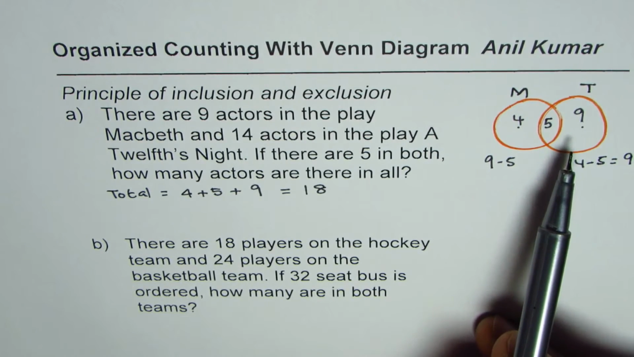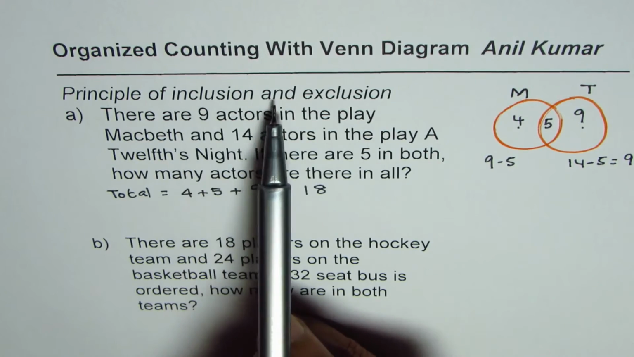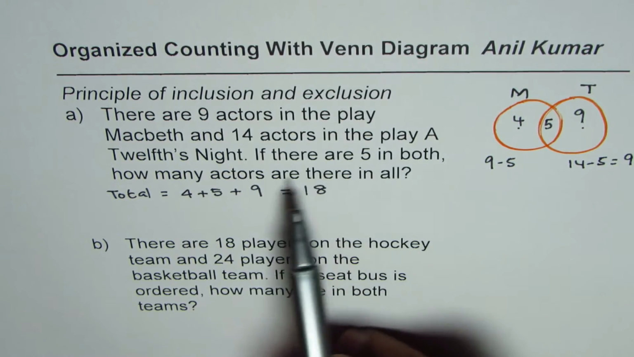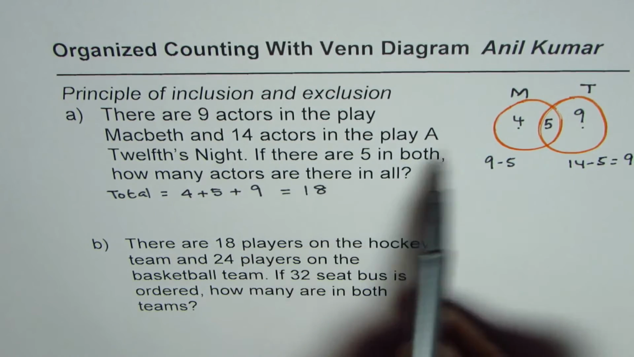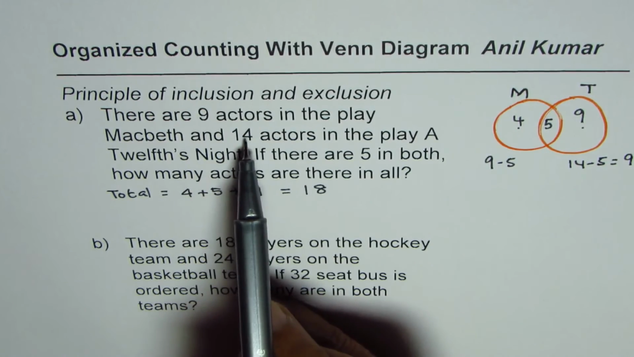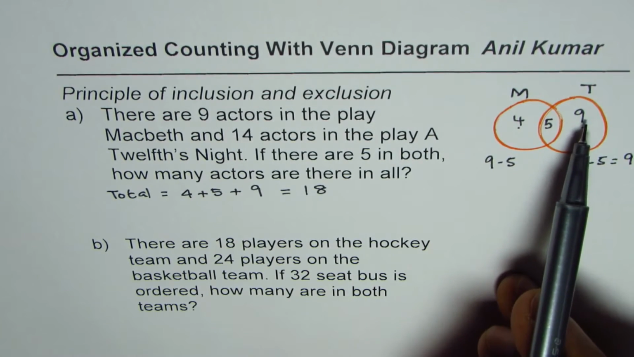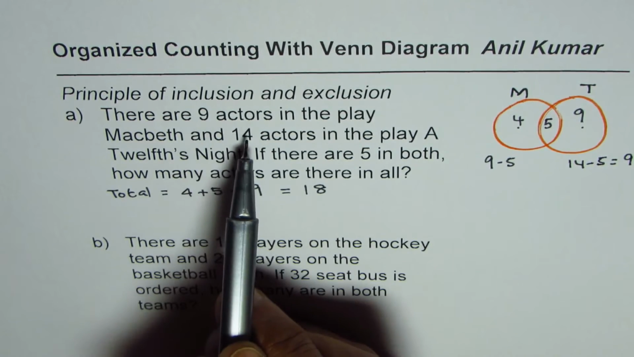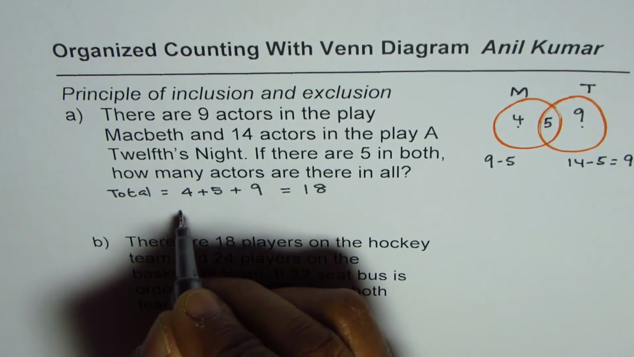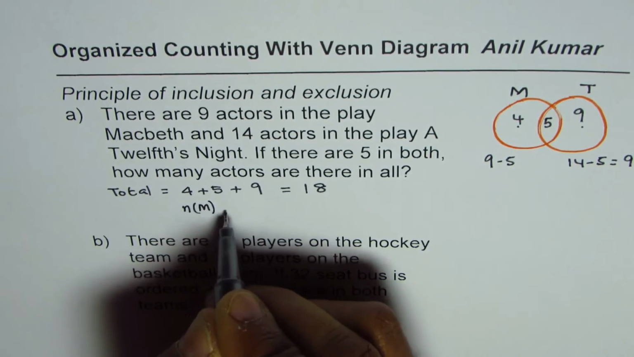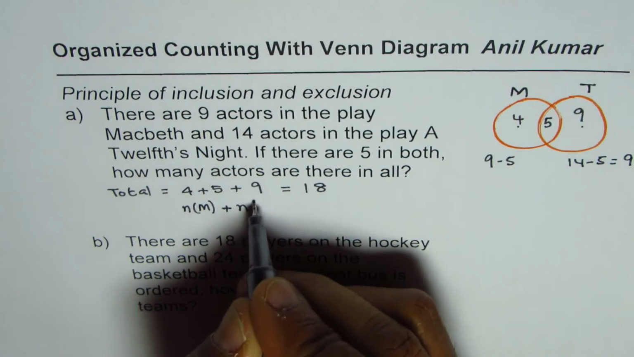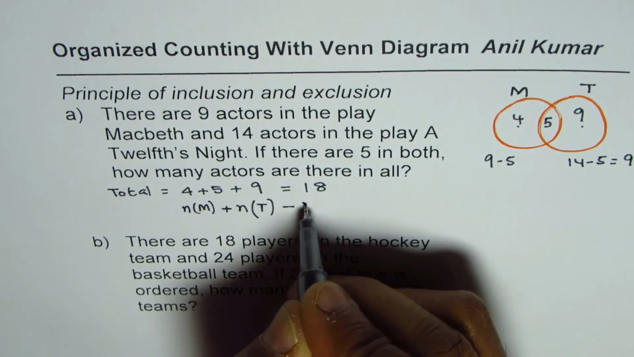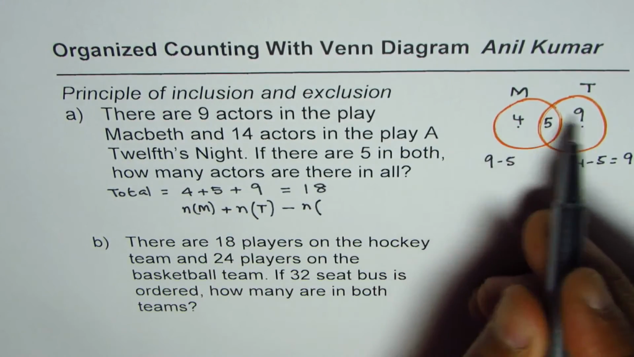The other way to solve such questions is to use the principle of inclusion and exclusion. As you can see here, the actors which are common to both, if you add up 9 and 14, they are counted twice, right? So we have to exclude them. So the other way is you can add 9 and 14, right? So number of players in Macbeth plus number of players in the Twelfth Night, minus the number of players which are common to both, right?